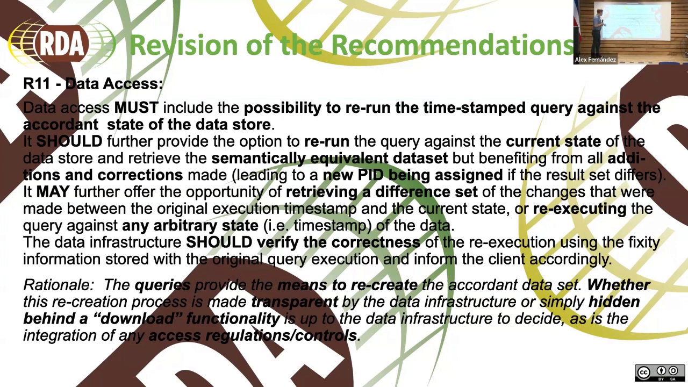And then the data infrastructure should verify the correctness of the re-execution using the fixity information stored with the original query execution and inform the client accordingly. Again, here we have to have a should, because the other one was not a must. Although it really, really should. But we can't put 2 reallys in front of it. That would look weird. It's highly encouraged. And that's probably something that goes then into the rationale text.